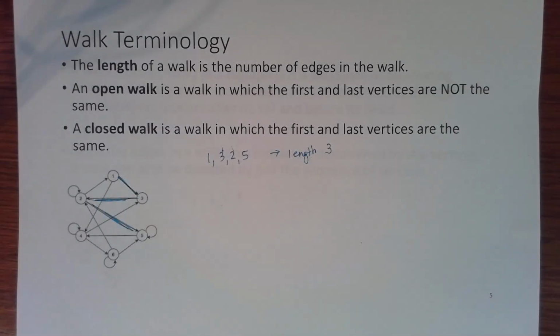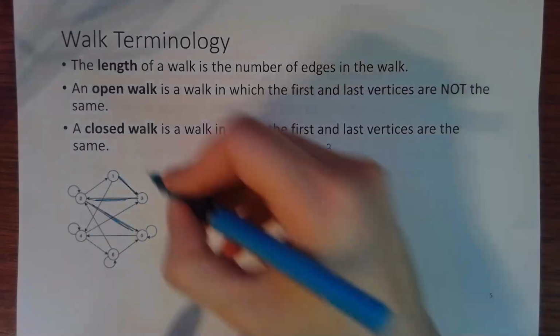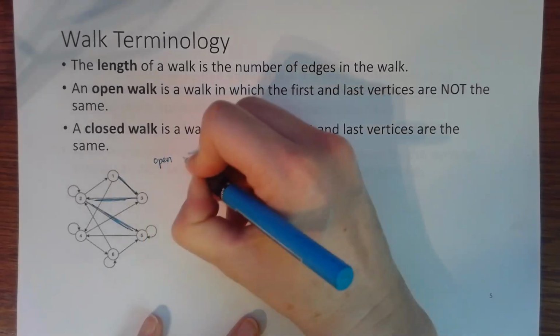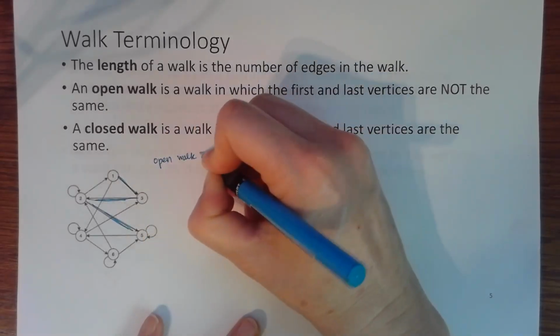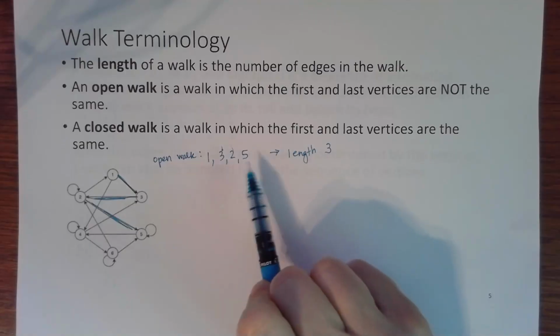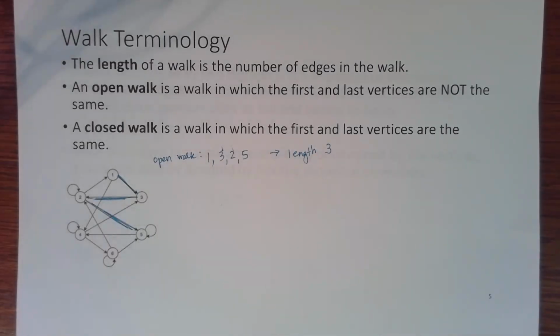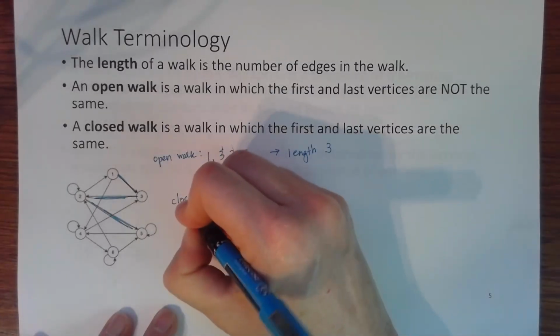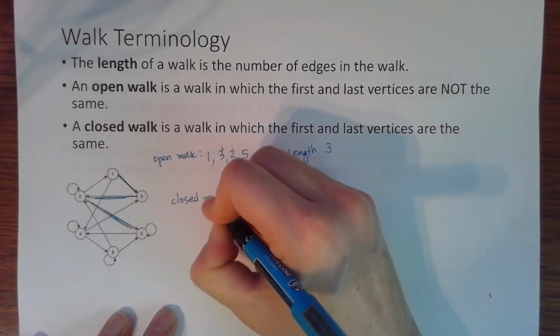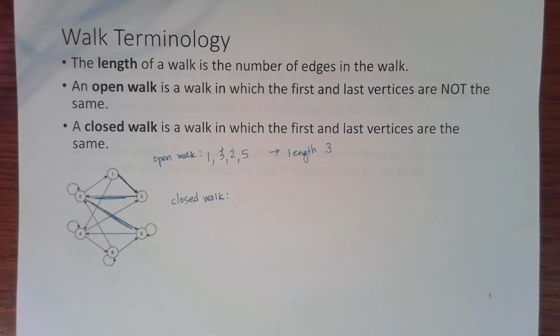Okay. Then we have this walk. In an open walk, the first and last vertices are not the same. So this one that we looked at is an example of an open walk. The first vertex is 1, the last vertex is 5. Those are not the same. We could also look at a closed walk. On a closed walk, the first and last vertex are the same. So we start and stop at the same place.